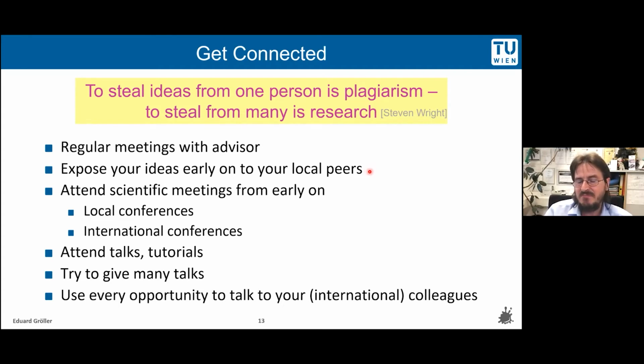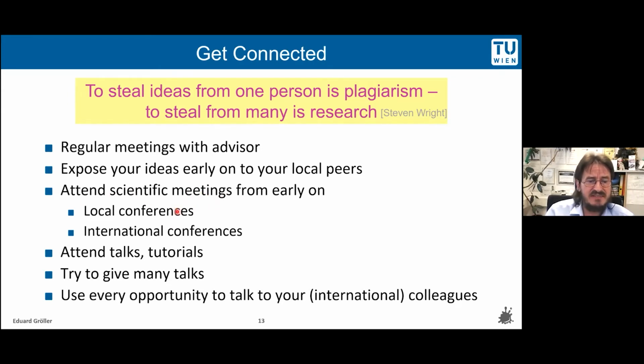Sometimes people show up in my office, we discuss their problems. At the end, I'm not fully aware of all the details of their problem, but they seem to be happy because by explaining the problems to me, they were explaining it to themselves as well. And you should attend scientific meetings early on.